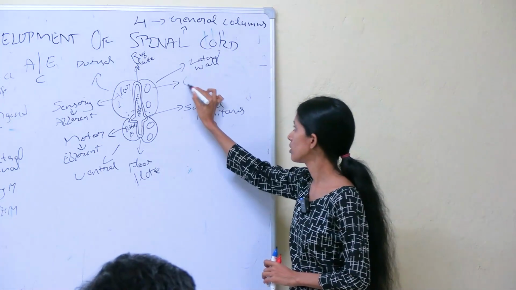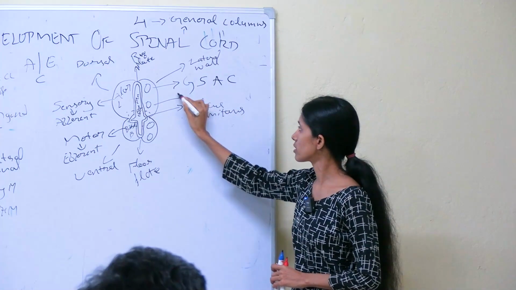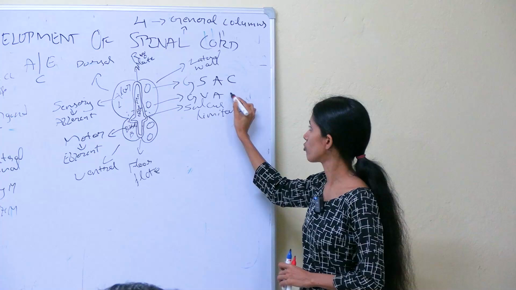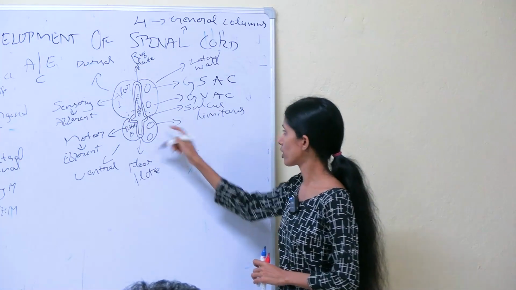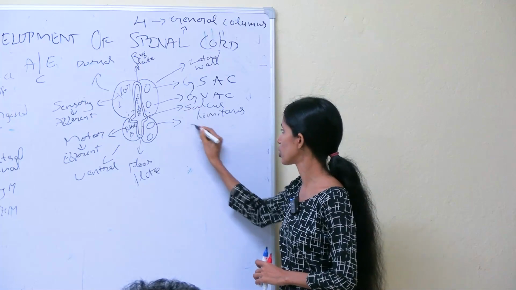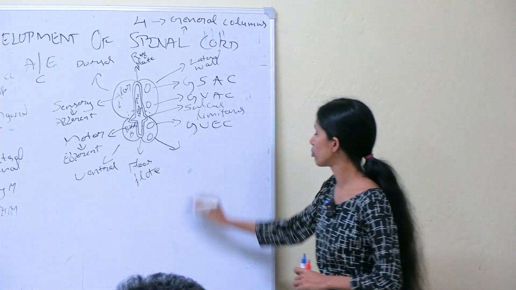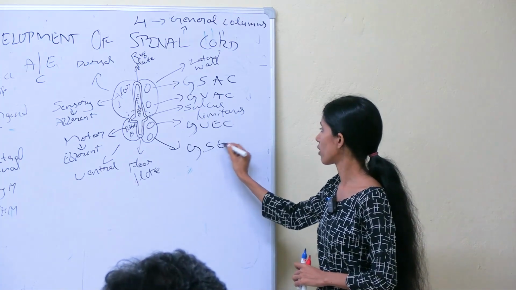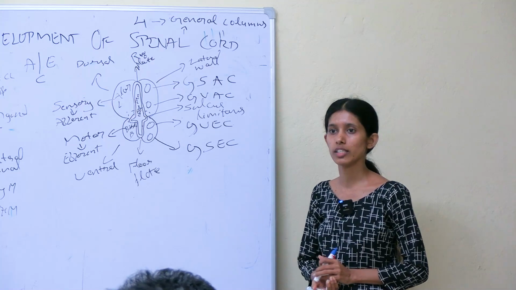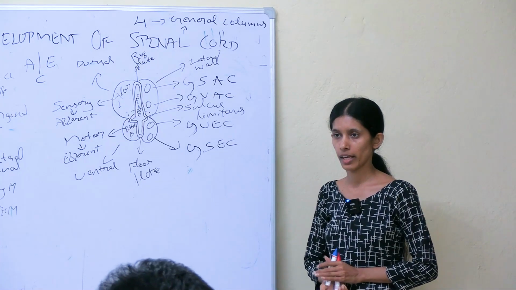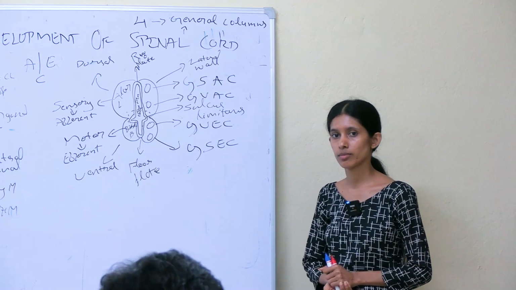This is the general somatic afferent column and this is the general visceral afferent column. In the basal lamina, the first one, the inner one, will be the general visceral efferent column and the outer one will be the general somatic efferent column. These are the 4 columns we can see in the spinal cord. Any doubts?